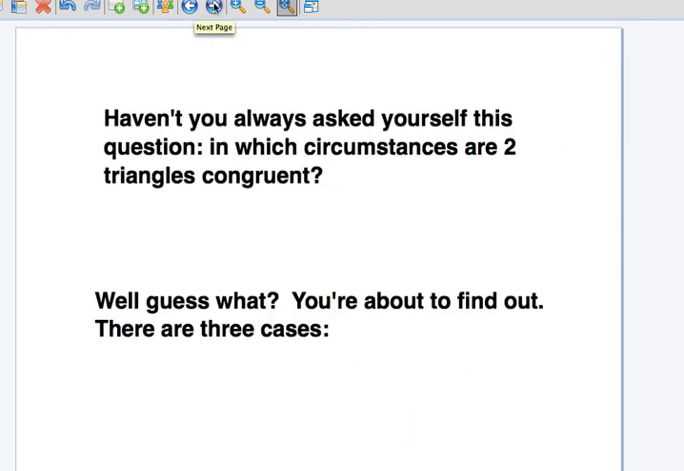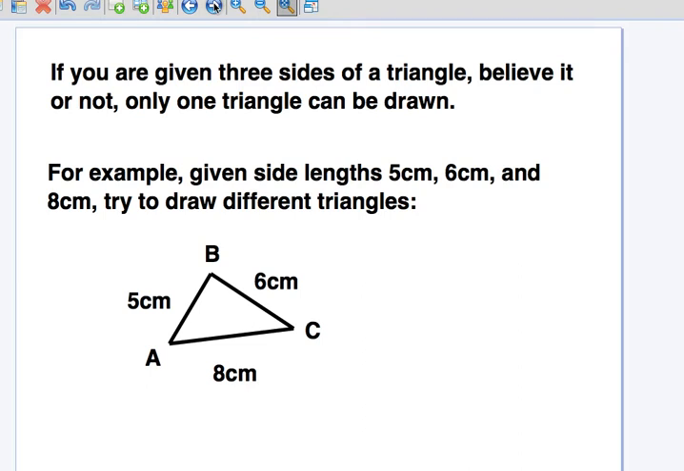Now, I'm sure you've asked yourself, you're at the dinner table and you're like, hey, let's have a conversation about congruent triangles. And you're wondering, are there circumstances where two triangles are congruent? And there's actually 3 cases or rules that we have to follow. The first one is if you're given 3 sides of a triangle, believe it or not, there's only one triangle that can be drawn. It doesn't really matter how many times you try to redo it. It's always going to come up with this particular triangle.